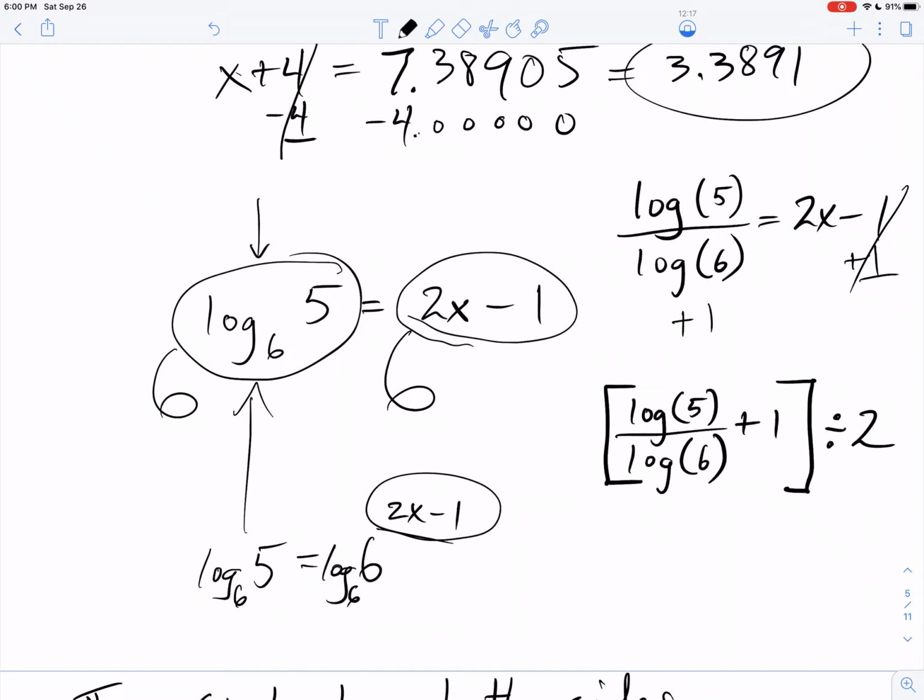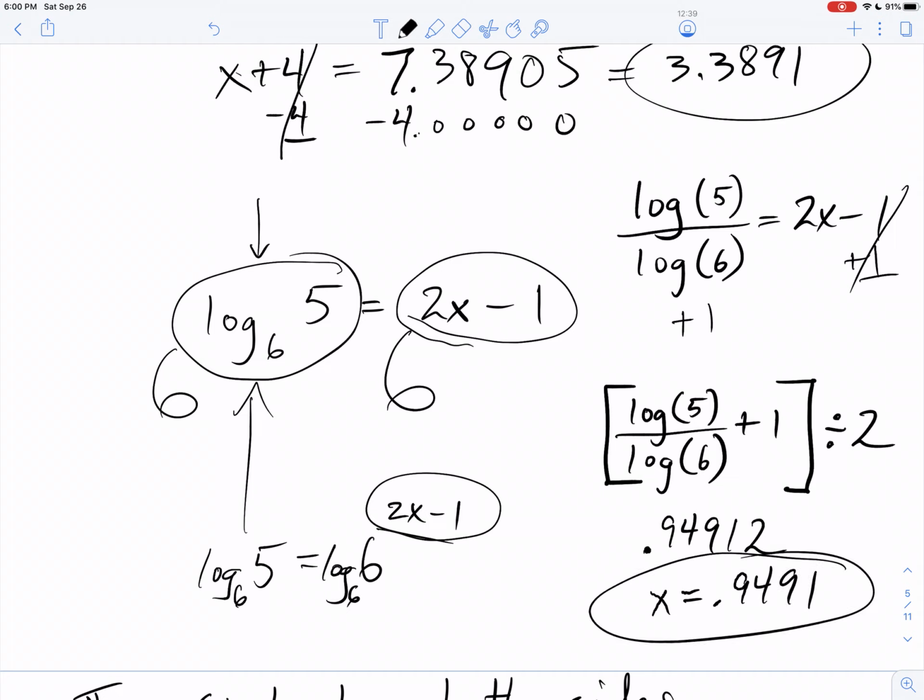And if I punch all those keystrokes in one at a time instead of trying to enter everything in at the same time, I'm going to save myself a little bit of trouble, I think. And I get 0.94912, which if I was going to round it off, my final answer would be 0.9491. And I would go home and make some Pop-Tarts, put my feet up, because that would be done.